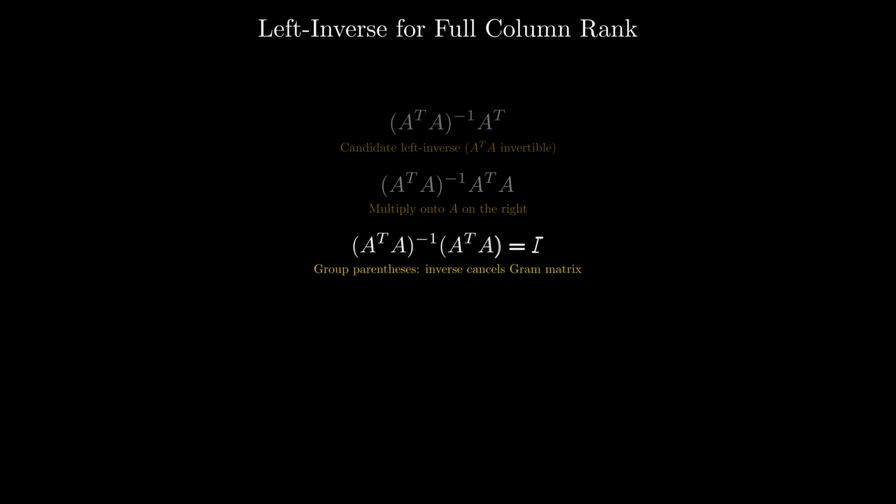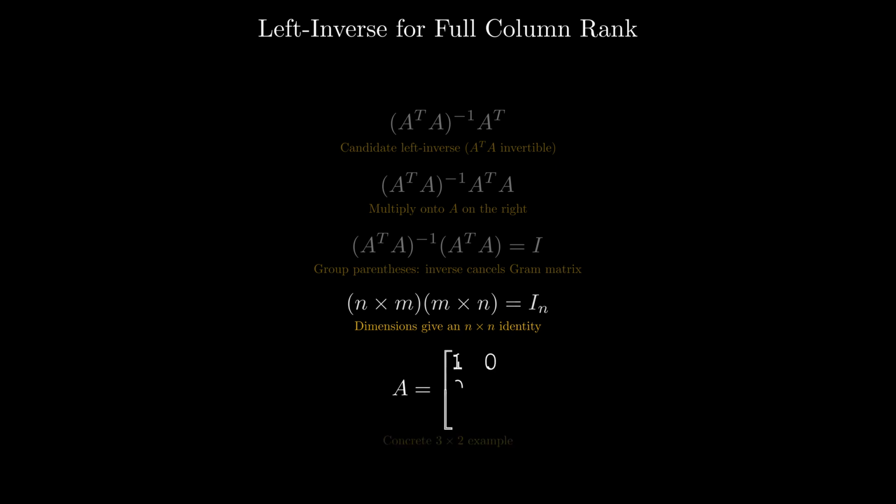Since A transpose A is invertible, we can write down this matrix: A transpose A inverse, times A transpose. Now multiply it onto A on the right. Group the parentheses so that we have A transpose A inverse times the quantity A transpose A. Those two factors cancel, leaving the identity. So this expression is a left inverse of A. Let's check the dimensions. It's n by m times m by n, which gives an n by n identity.